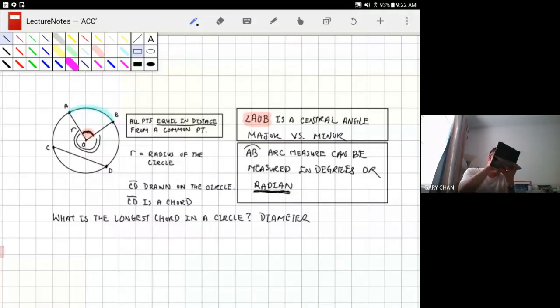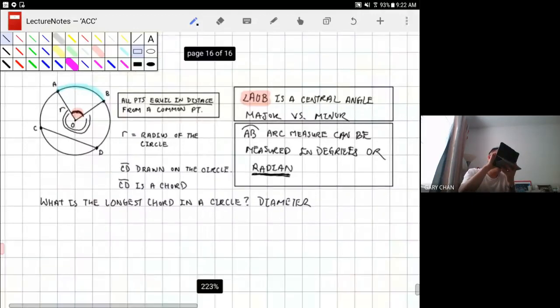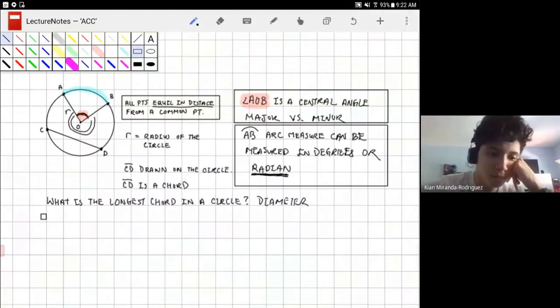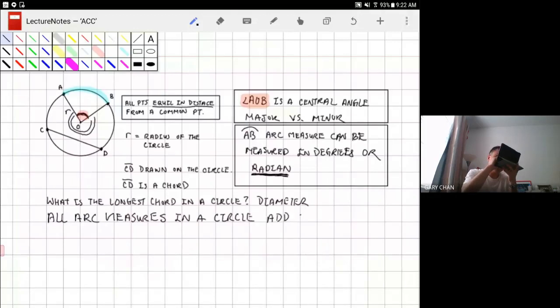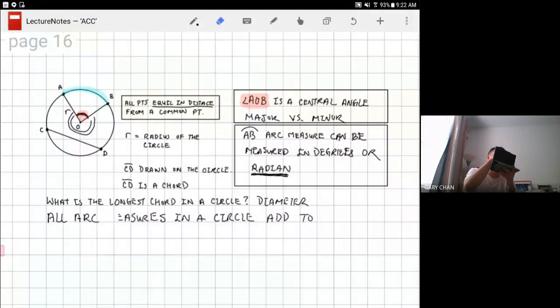All arc measures in a circle add to how much? 360. That's right. All arc measures in a circle will add to 360.